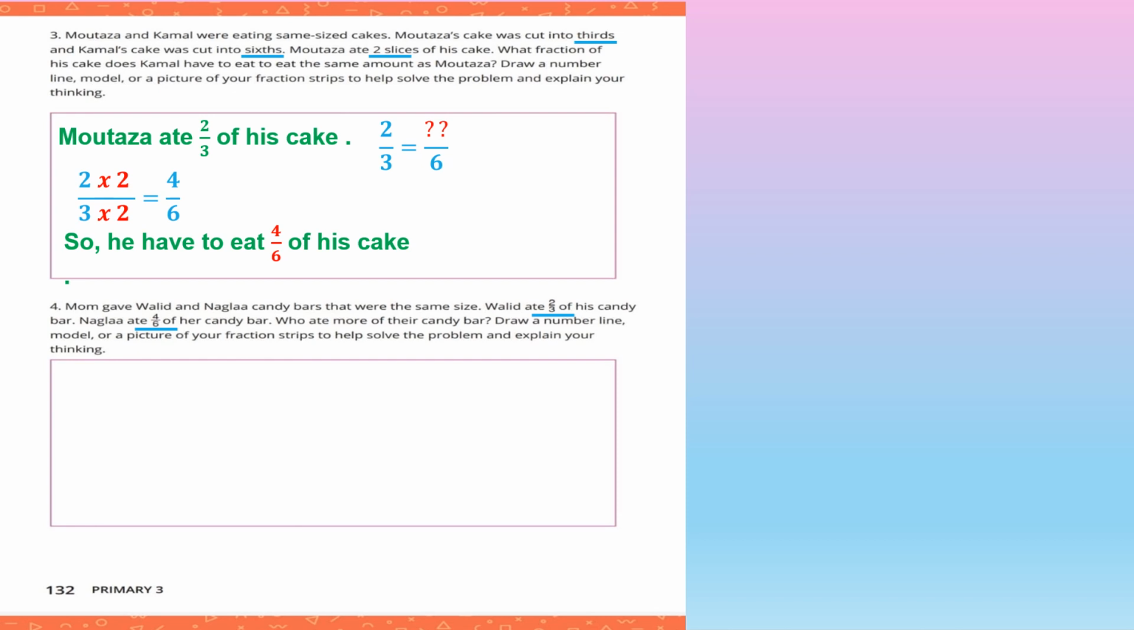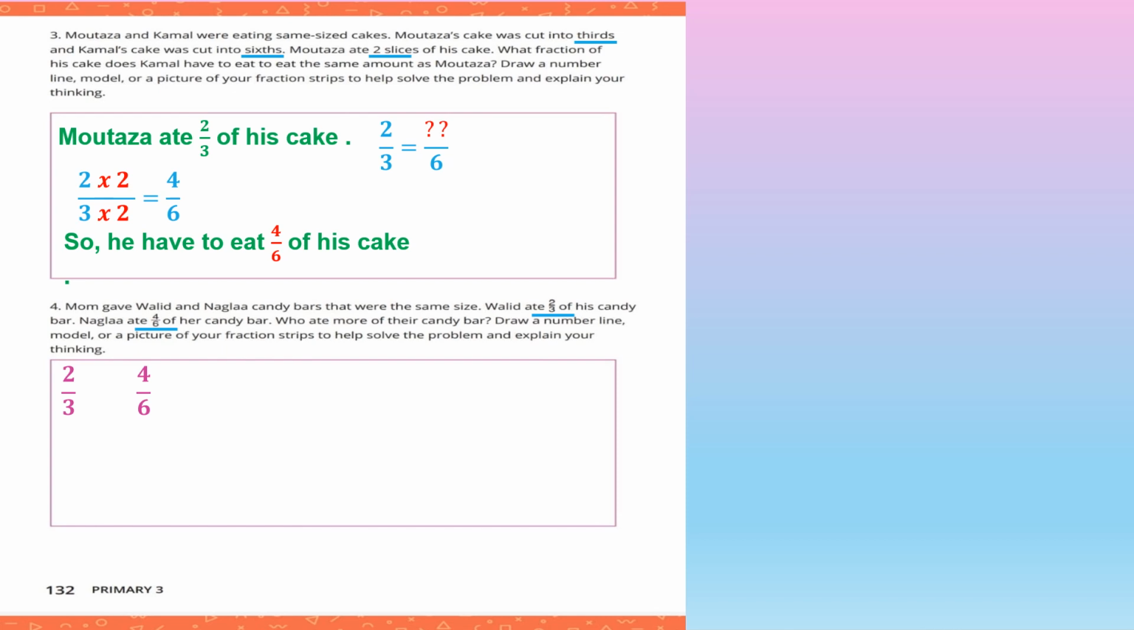Number 4. Mom gave Walid and Nagla candy bars that were the same size. Walid ate 2/3 of his candy. Nagla ate 4 over 6 of her candy bar. Who ate more of their candy bar? Here I want to compare between 2/3 and 4/6.